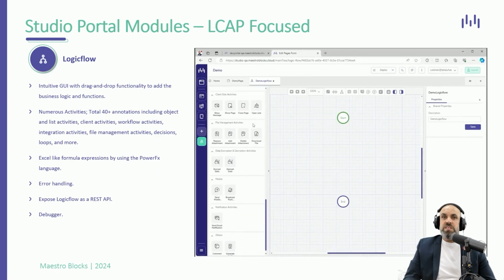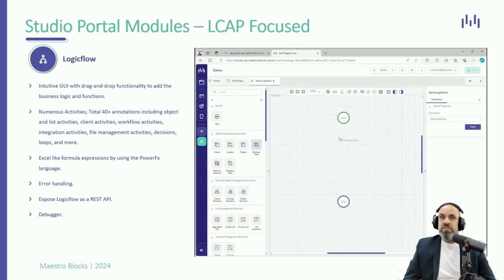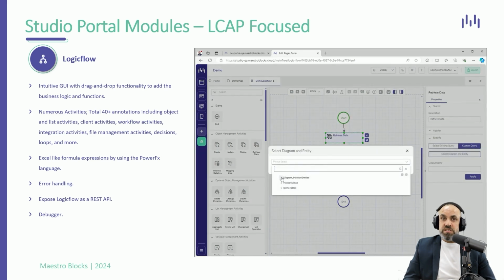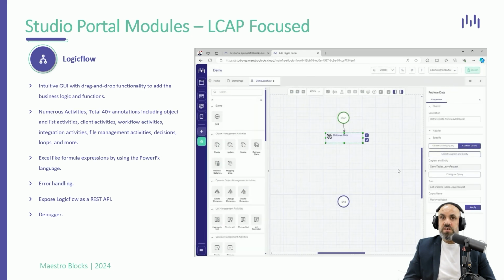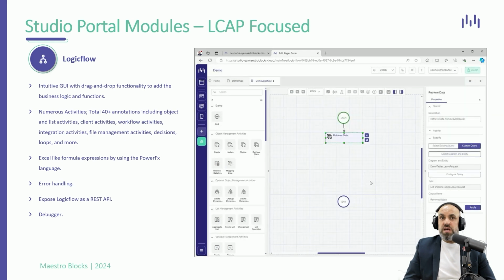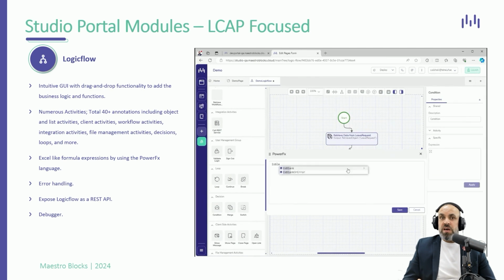The fourth module is the logic flow. Logic flows in Maestro Blocks are server-side logic builders, where users can use over 40 different types of functional activities in a simple drag-and-drop experience. Those activities range from list operations, database operations, client-side activities, workflow activities, integration, file management, and also logic activities such as decisions, loops, and so much more. These activities help you build a flow of functions that occur in the desired sequence. The logic flow conditions, inputs, outputs, and variables are accessed in activities via Excel-like formulas by using the PowerFX language.